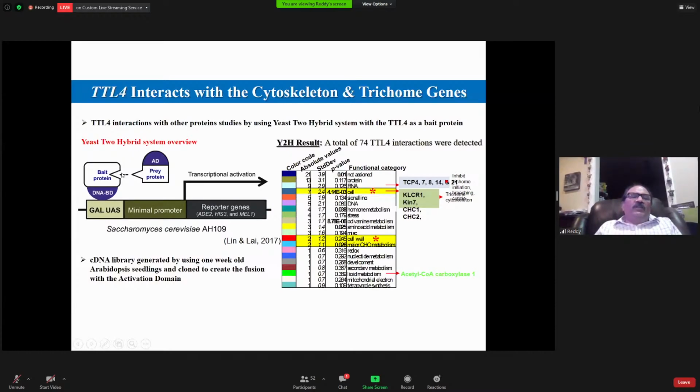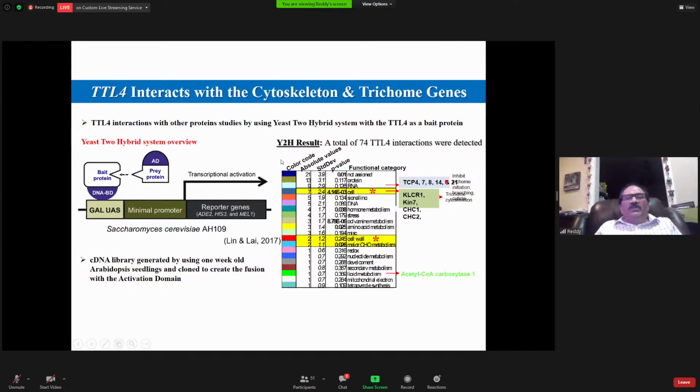So we wanted to see what genes it is interacting with. So we used this gene as prey. This is the yeast-2 hybridization. It will have a bait protein and then prey protein. So the bait protein is the TTL4, and the prey protein is any protein we can use and see whether there will be expression of this reporter. So if it is expressing, that means these two are interacting with each other. So these genes are related to each other.